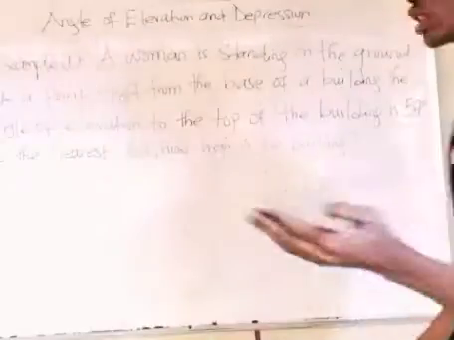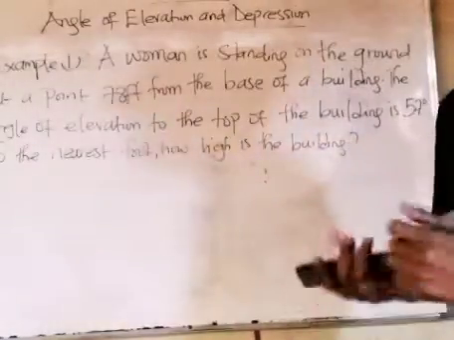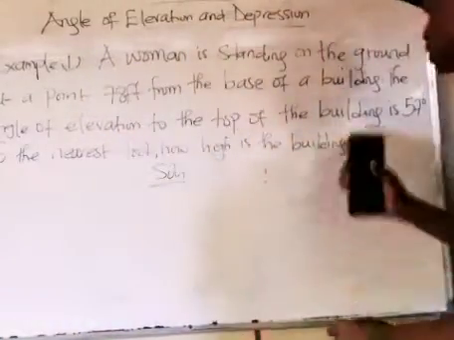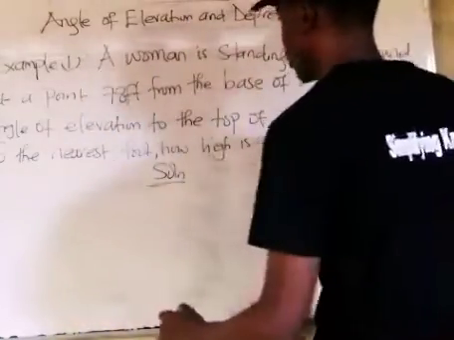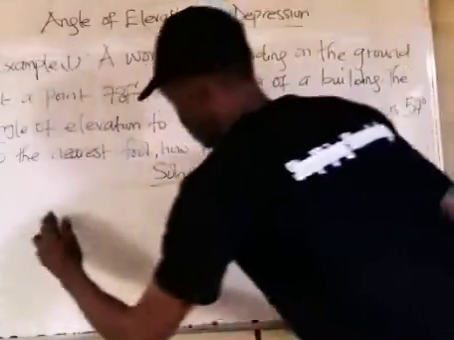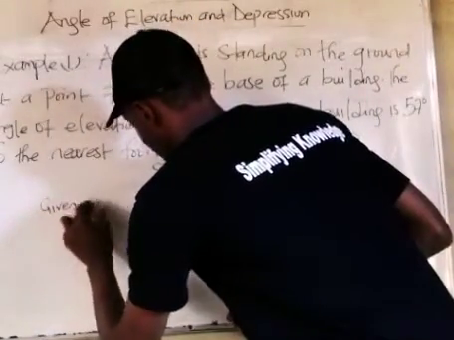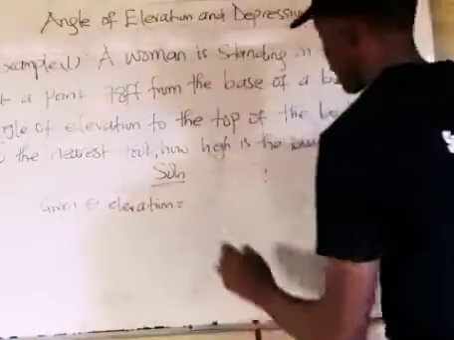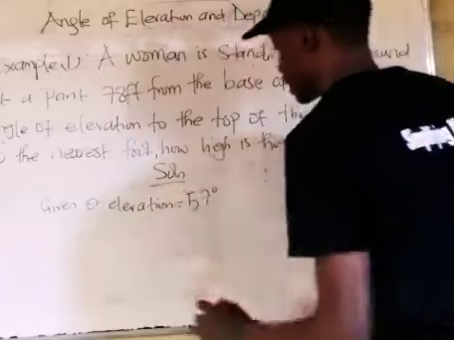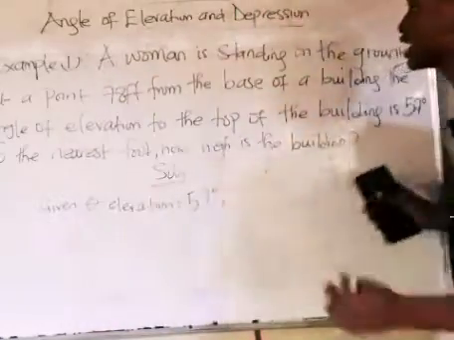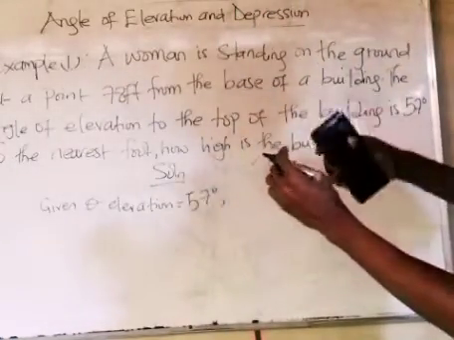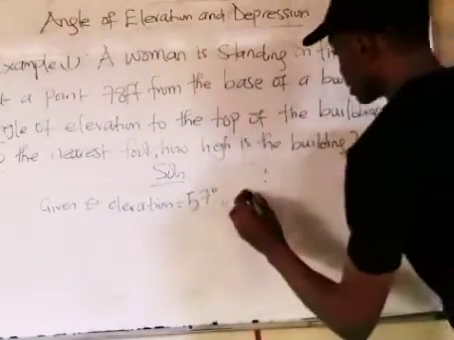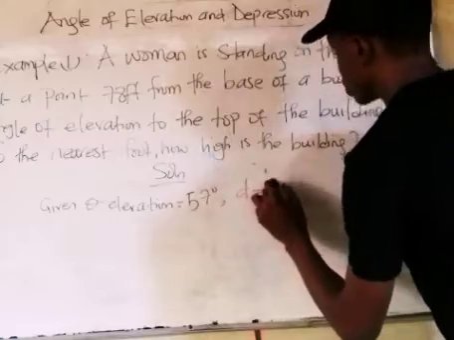If you take notes, we were given two parameters. When you want to solve a problem, it is always good to note the parameters you are given. So they gave us the angle of elevation to be what? They gave us 57 degrees. And what again did they give us? They gave us the distance from the woman to the base of the building. So let's call it D, to be what?